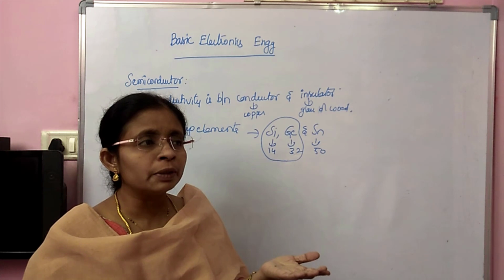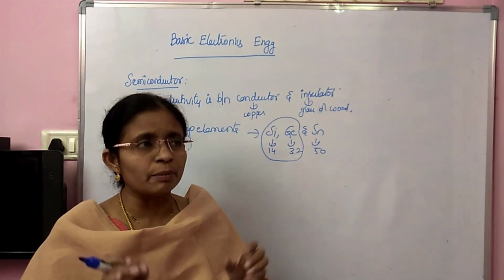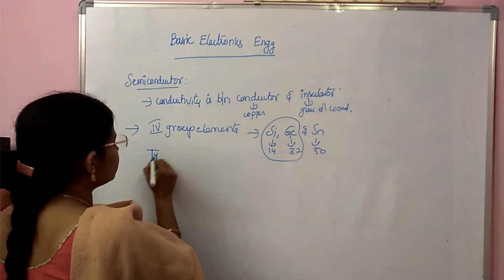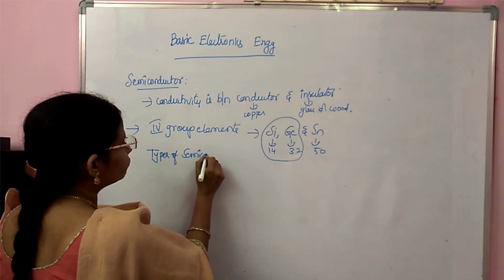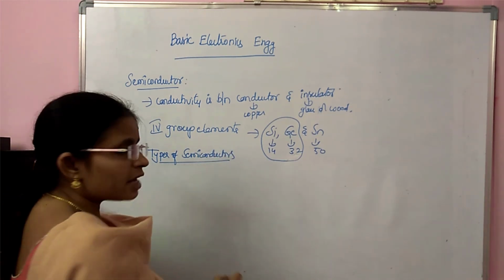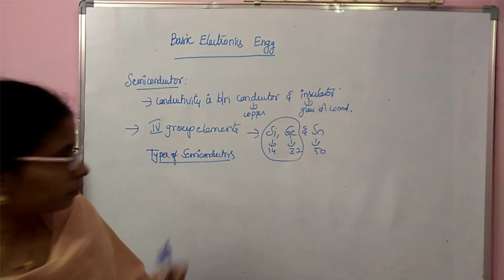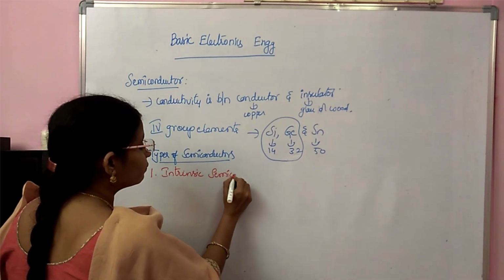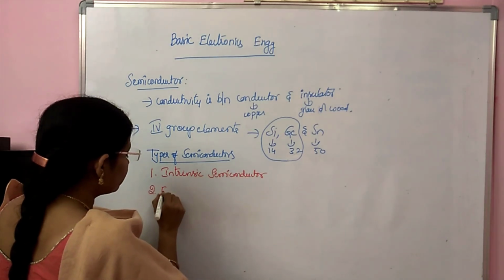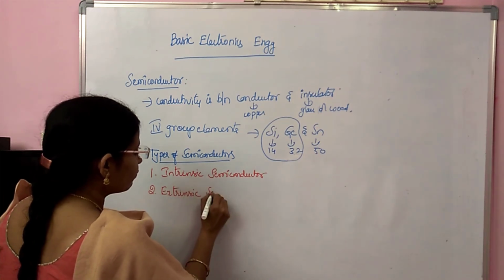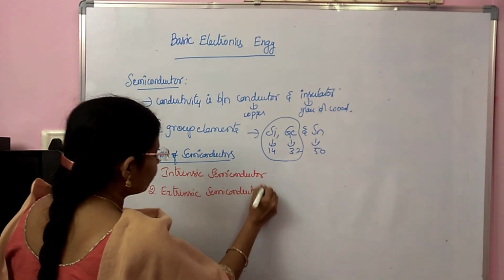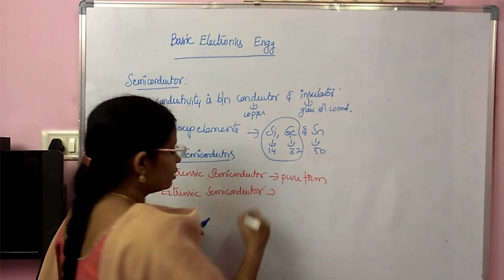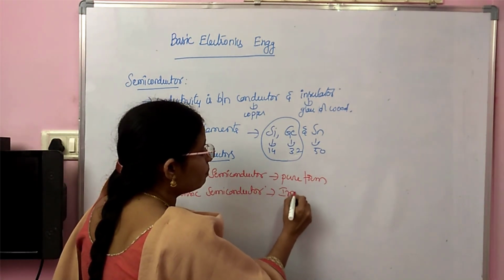Fourth group elements, their valency is 4, meaning in the outermost orbit, the number of electrons is 4. Then we'll see the types of semiconductors. How many types of semiconductors are there? The first type, intrinsic semiconductor, and second type, extrinsic semiconductor. Intrinsic semiconductors are pure form of semiconductors, and extrinsic semiconductors are impure form of semiconductors.